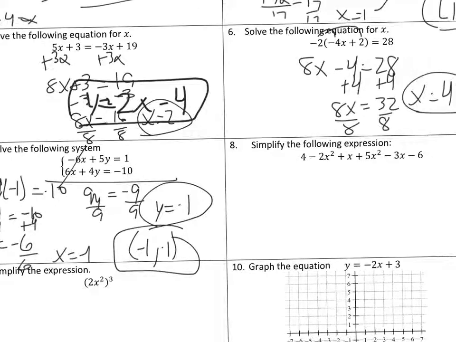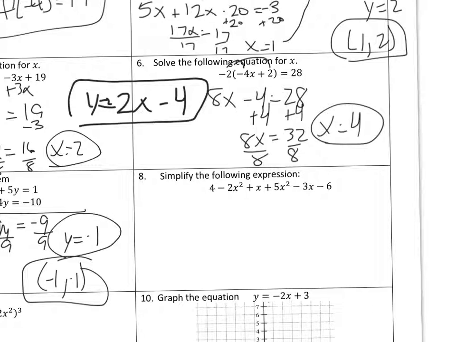There you go. Question 8. Simplify the following expression. Combine your like terms. I'm going to start with my x squared. It's negative 2x squared plus 5x squared is 3x squared. Now I look for my x's. x minus 3x is negative 2x. And then my constants. 4 minus 6 is negative 2.